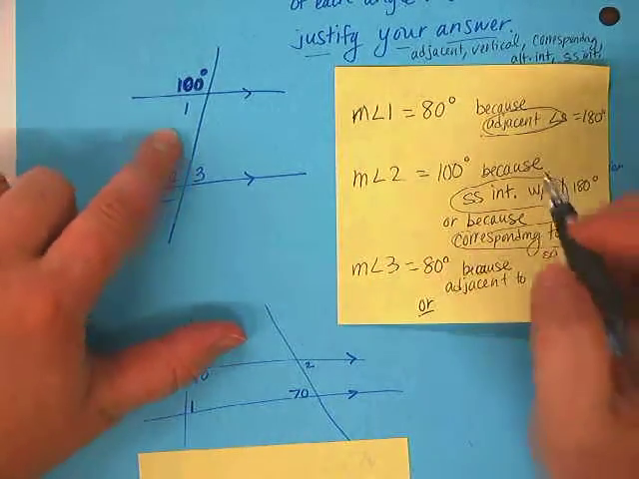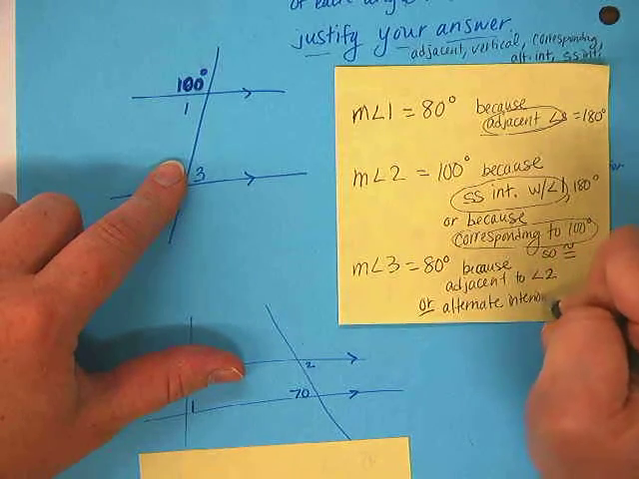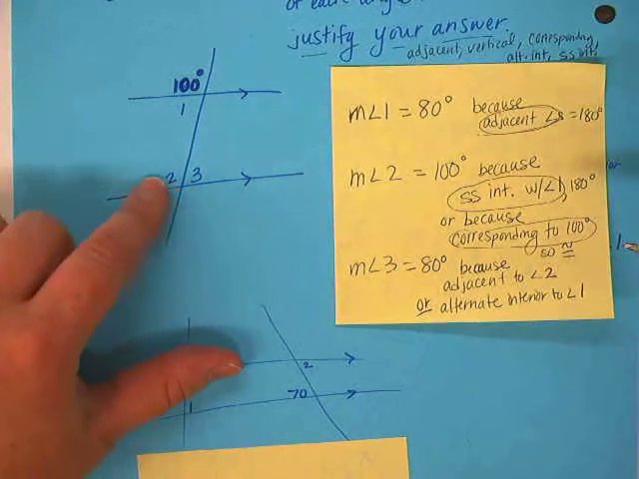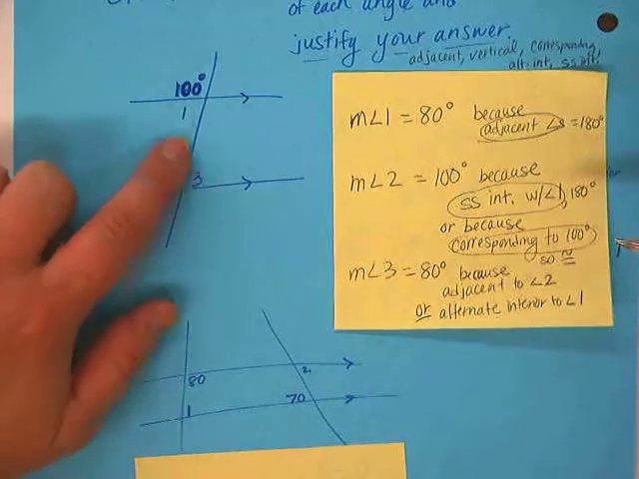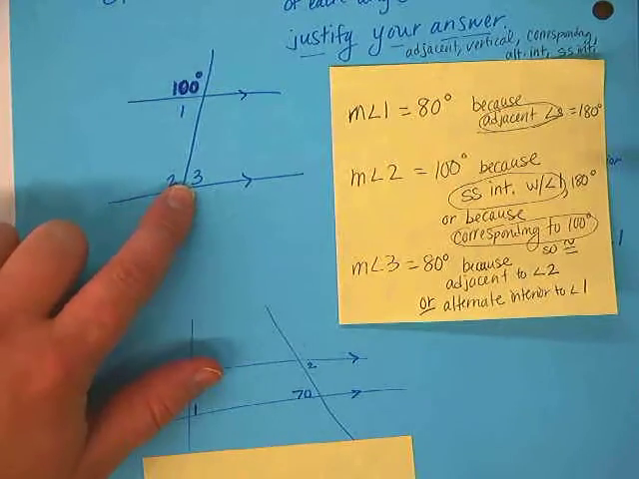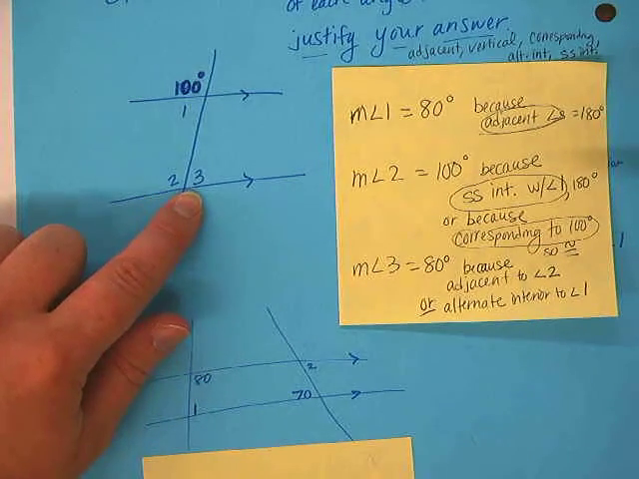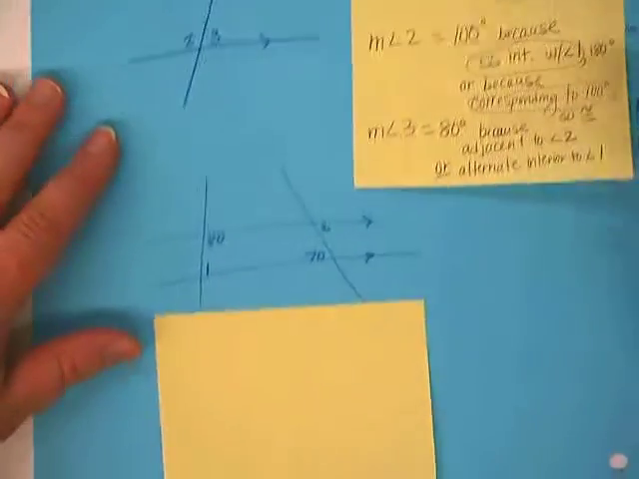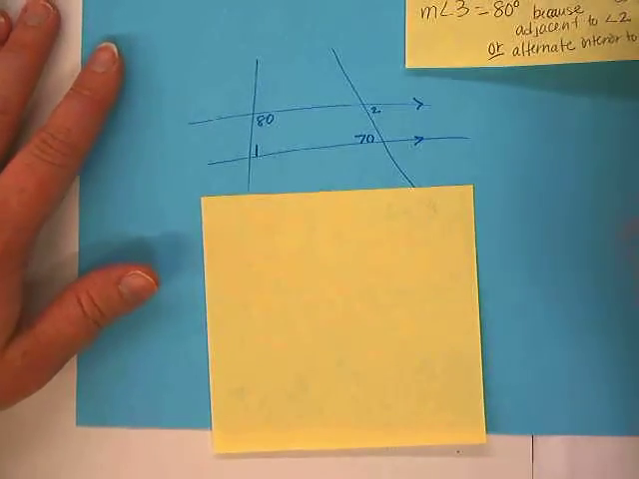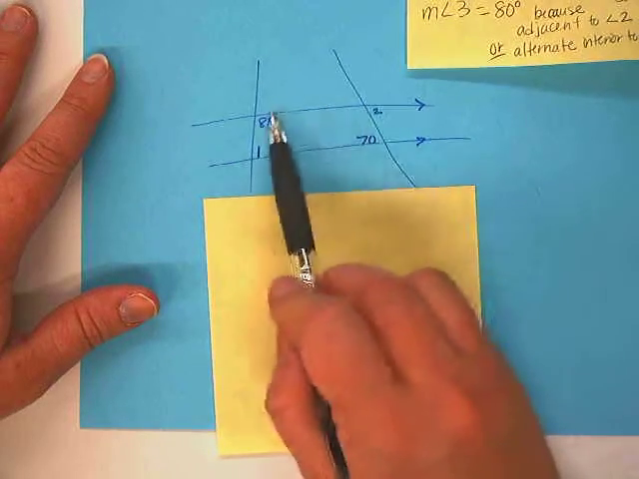But there's another way you could do this problem. You could use alternate interior. Alternate interior to angle 1. So since it's adjacent to angle 2, that means those add up to 180. But since it's alternate interior to angle 1, that means those are congruent. So since angle 1 is 80, angle 3 is 80. Or this way, since angle 2 is 100, 180 minus 100 is 80. Right?